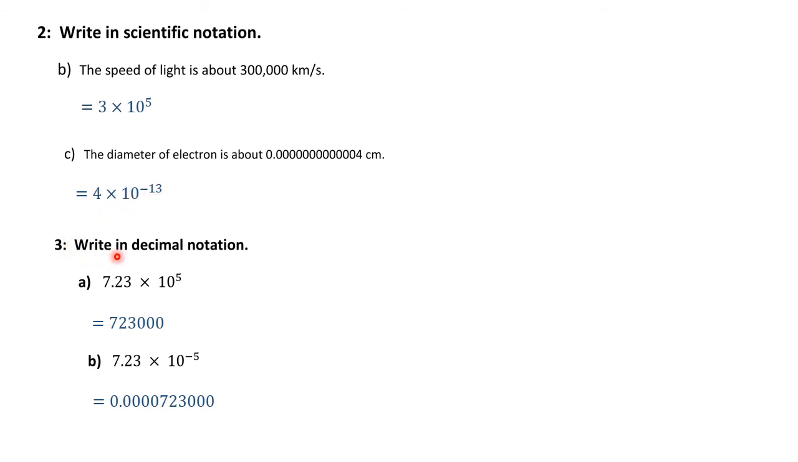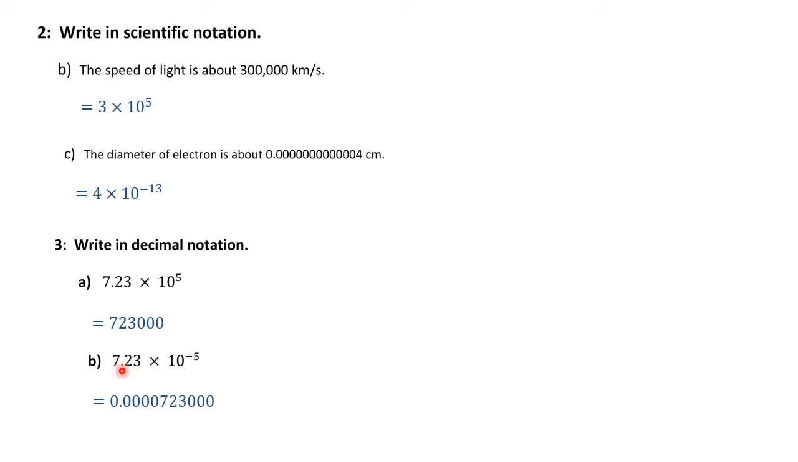Number 3, write in decimal notation. 7.23 times 10 to the power 5. Move decimal point 5 places to right. 1, 2, 3, 4, 5. So add 0s if there is no number.